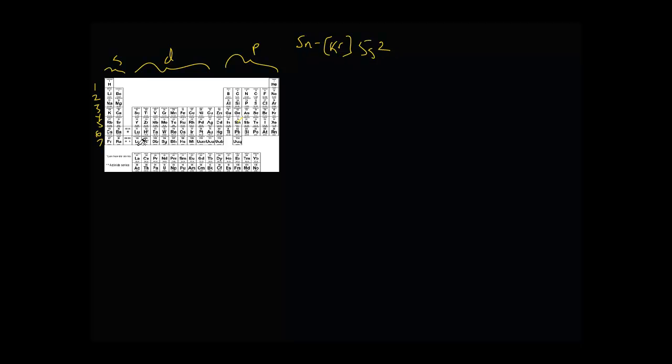And then it's going to go to 4d10. Remember, you can fit 10 inside the d, and it's always 1 less than whatever period you're in. So it's d1, d2, d3, d4, d5, d6, d7, d8, d9, d10. Then it's going to go back to 5p1, 5p2. All right.